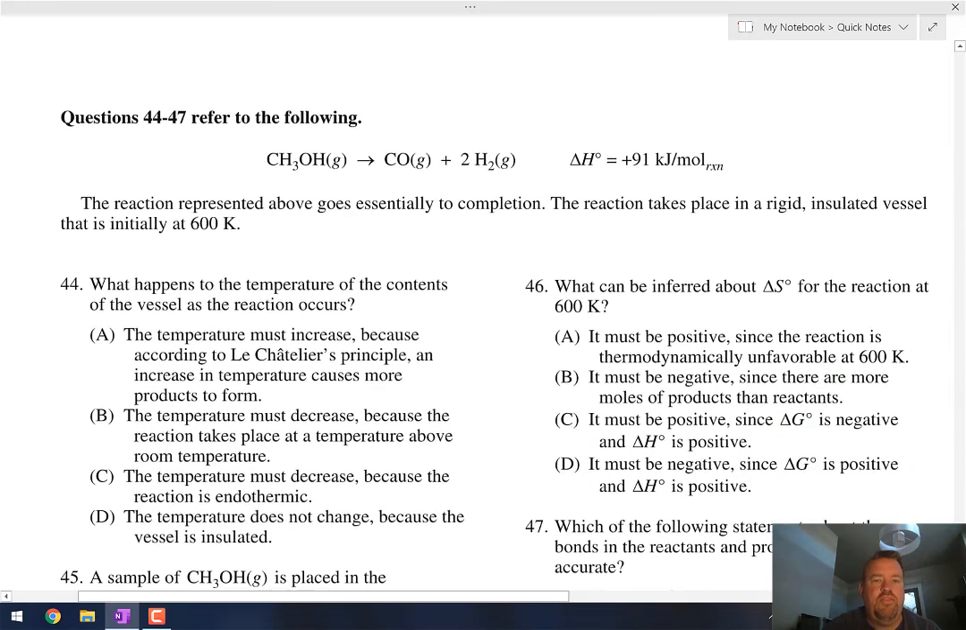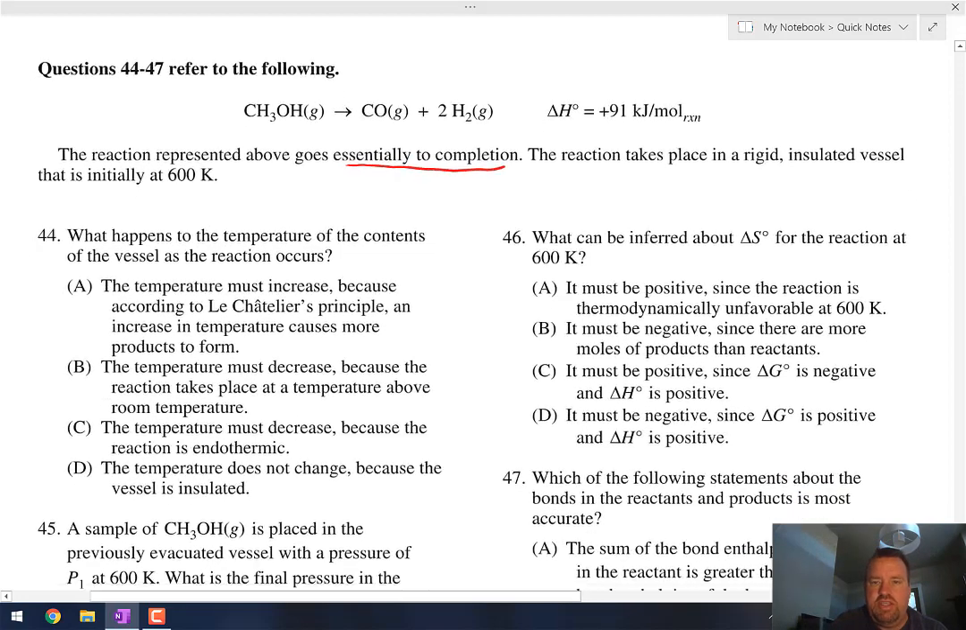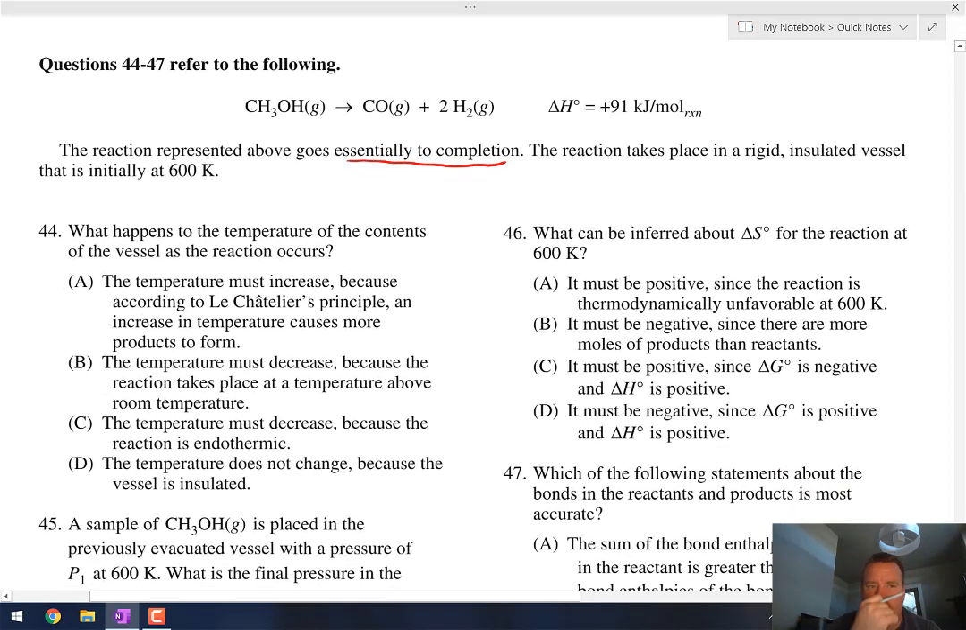Okay, 44 to 47 deal with this information. The reaction does go essentially to completion. It does take place in a rigid insulated vessel that's at 600 Kelvin. Okay, number 44. What happens to the temperature of the contents of the vessel as the reaction occurs? Well, as the reaction occurs, we can see that delta H is a positive value. That means it's absorbing heat from the surroundings.